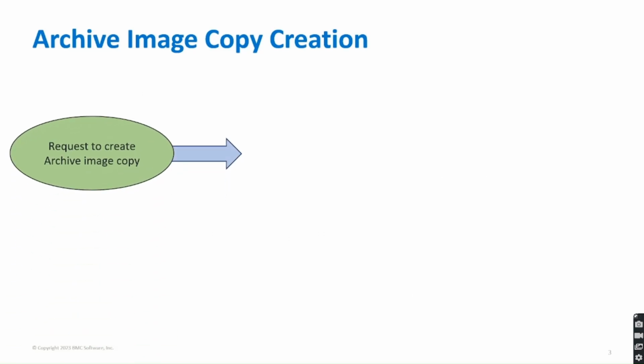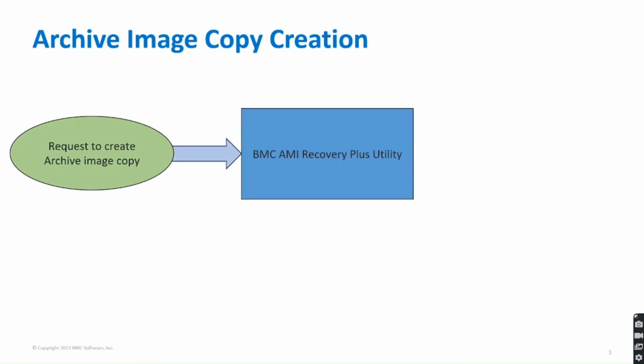Now we will see how to create Archive Image Copy. User can make a request to create an Archive Image Copy using BMC's Recovery Plus utility. Archive Image Copy data set contains the Archive Image Copy itself and some other control information related to the DBDS or area being image copied. The Archive Image Copy data sets can be dynamically allocated using models.